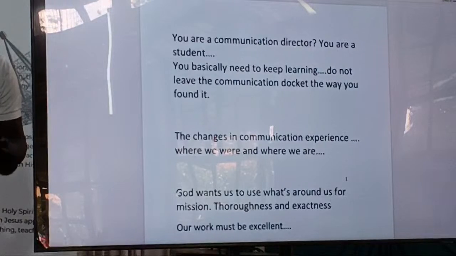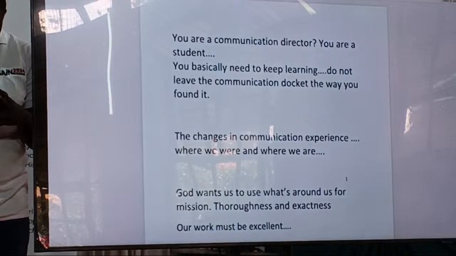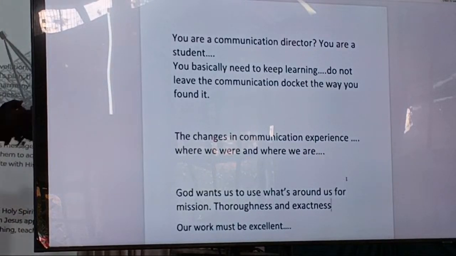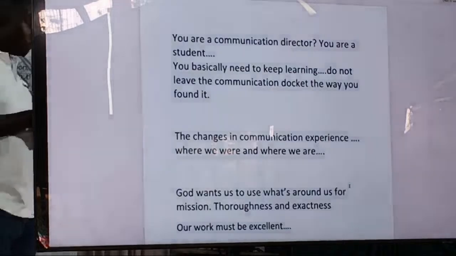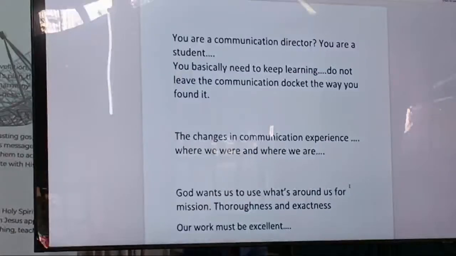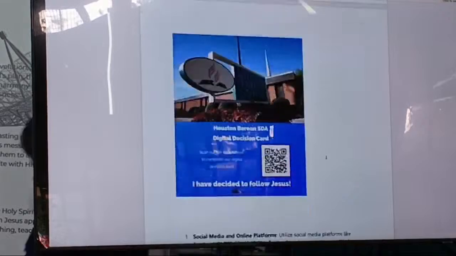A bulletin, the format we had 10 years ago is what we still have now, appealing to the older generation, but not quite appealing to the young types, the Gen Z, as we call them. So we need to make sure that we do our things as communication directors above board, a little bit more excellent than the ordinary. Let me just give you an example of this, if you can see my screen.